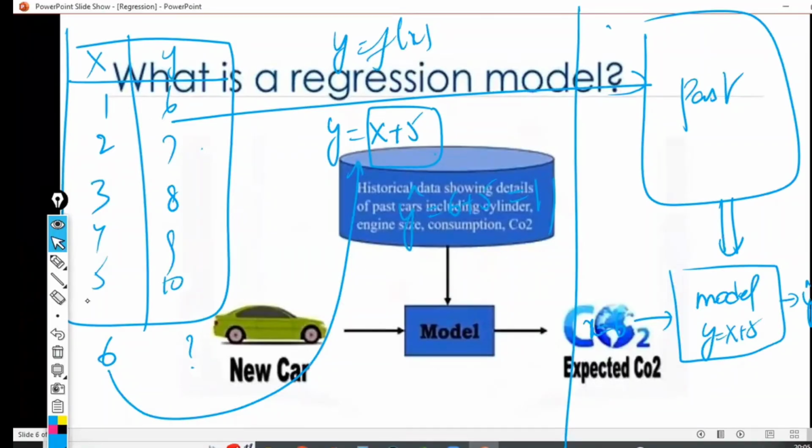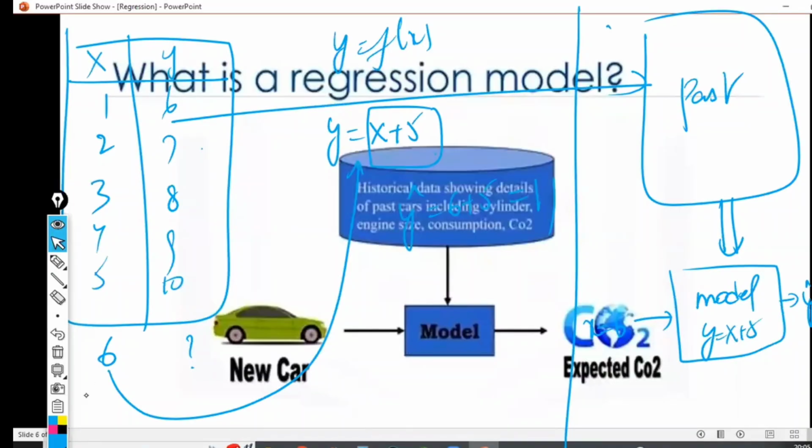In this case, it is the car details. In my case, x and y. That is the only difference. You are observing the past data and preparing the model, and you are going to send the new data. New data is not given for the model. New data is completely new.